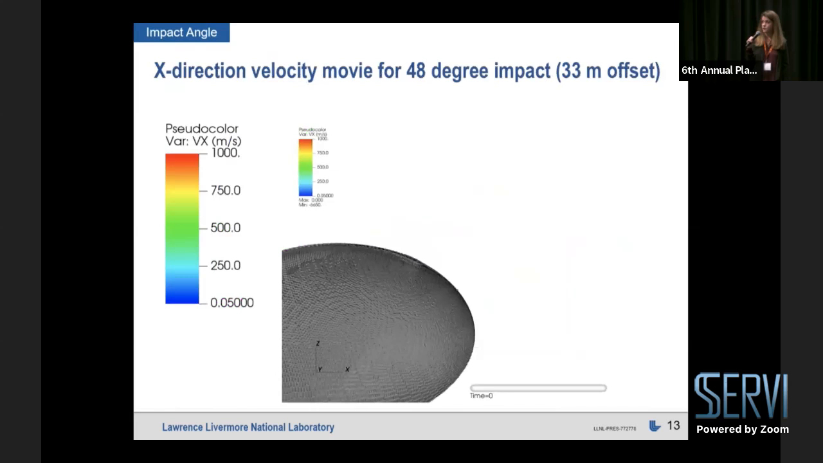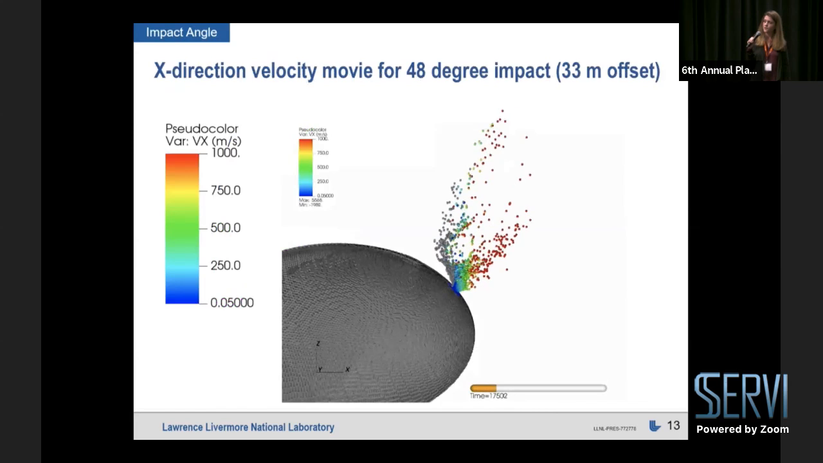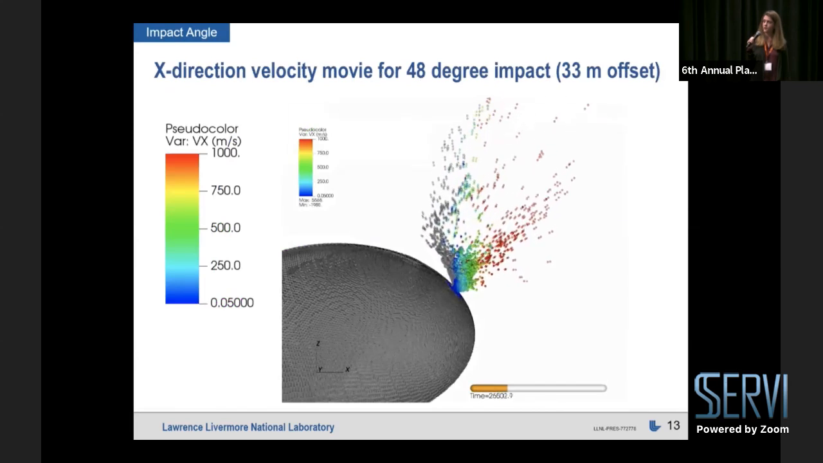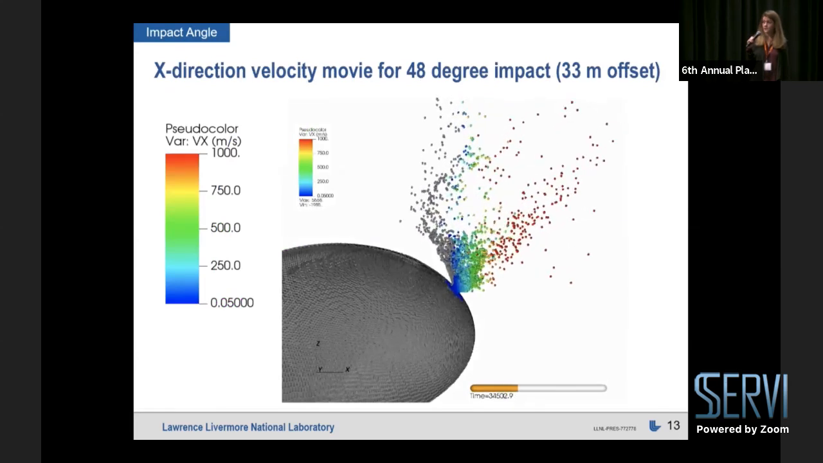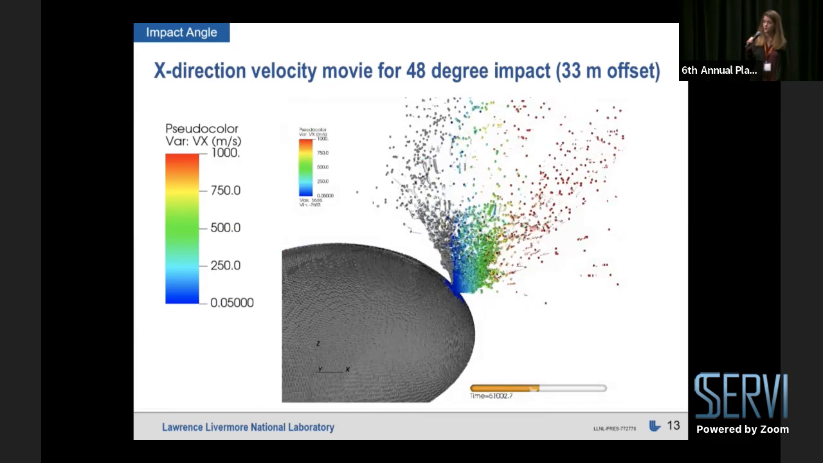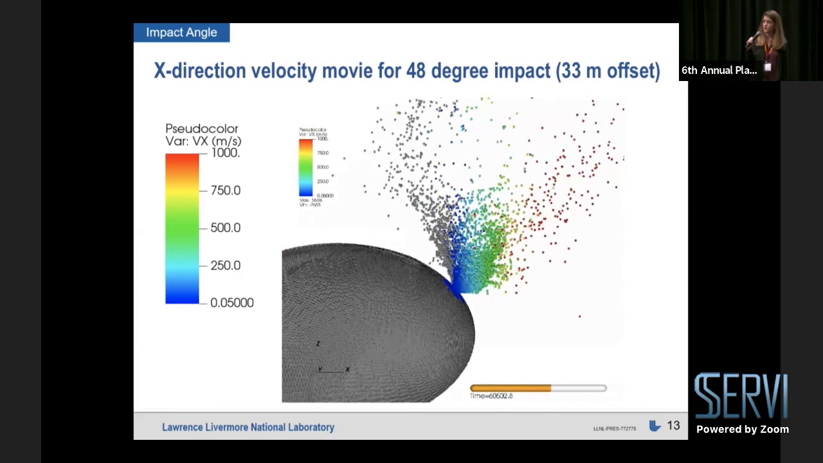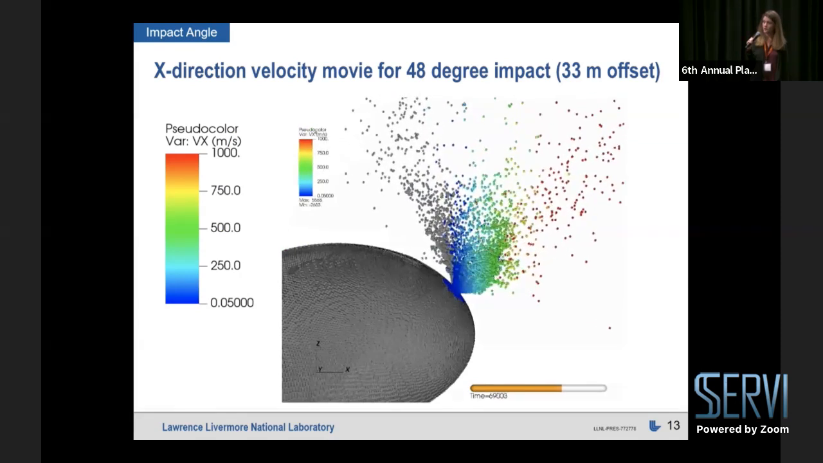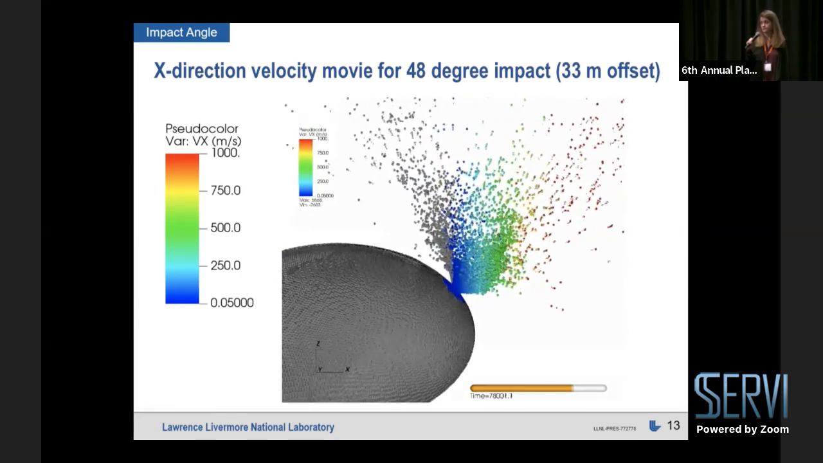Let's see, here's a movie. Hopefully it works. Okay, yeah, this is just a movie of the 48 degree case to give a sense of how asymmetric the ejecta curtain is. All of that gray material is pushing in a non-ideal way against the direction we want to push.